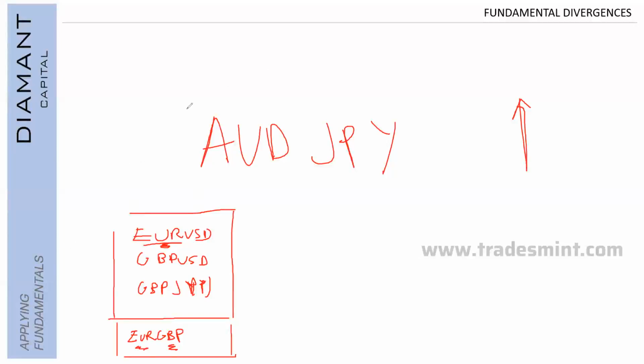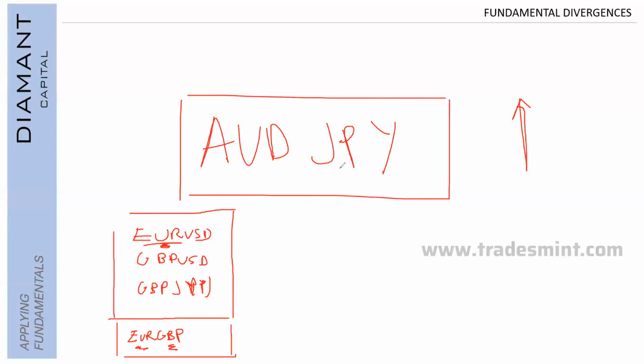But if I understand a certain currency pair has clear fundamental bias, so if I know that AUD JPY is going to be appreciating in the next few weeks, of course, why would I not be entering on that? And that's exactly what fundamental divergences are for. It's for picking your pairs, it's for understanding the long-term currency bias.